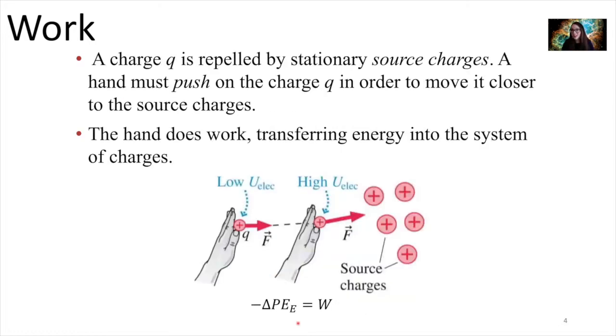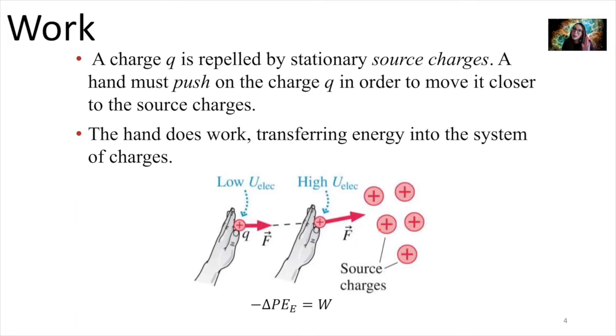Then you might imagine that the work we do to move a charged particle also has some change in potential energy. Imagine that we have a whole bunch of source charges here. These are positive charges in this case, a whole collection of positive charges. And we have a little positive charge that's over here. Our hand, if we want to move this charge closer to this collection of source charges, our hand must push on this charge in order to move it closer to this collection of source charges here. Since these are like charges, they're going to want to repel.